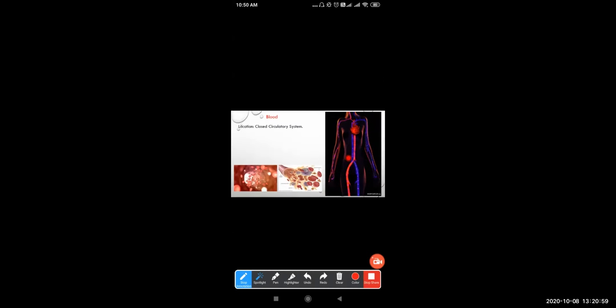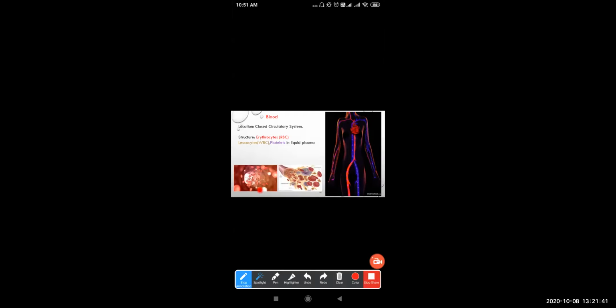Now, these are the images which will show you different types of cells. You can see here these red cells are the RBCs. These white cells are WBCs. These irregular white cells are called platelets. These are the three major types of cells that are found in our blood. RBCs are also known as erythrocytes in scientific language. WBCs are known as leukocytes, and platelets.